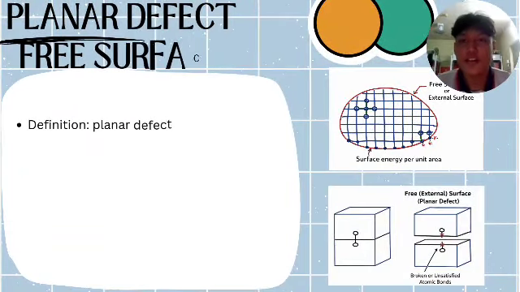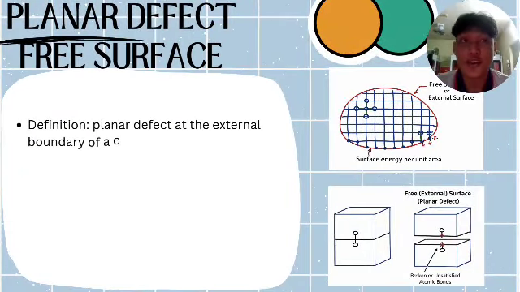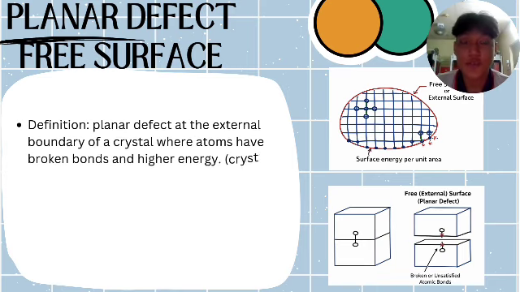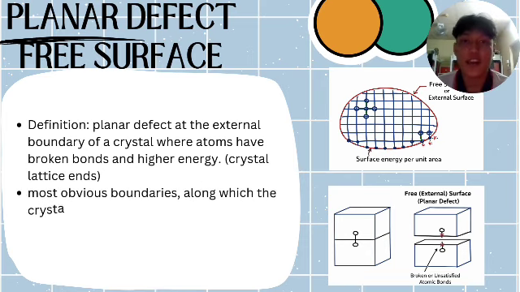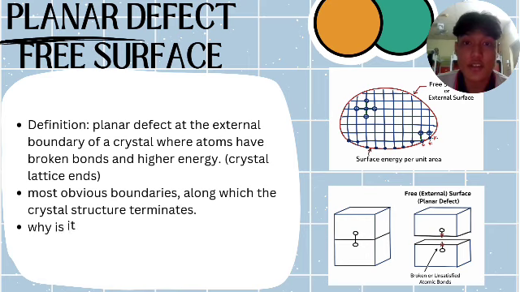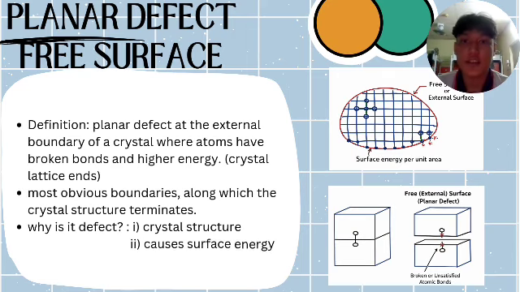Okay, now we will move on to planar defect: free surface. So, what is the planar defect free surface? It is a planar defect at the external boundary of a crystal, where atoms have broken bonds and higher energy. It is the most obvious boundary along which the crystal structure terminates. Now I will explain in more detail.